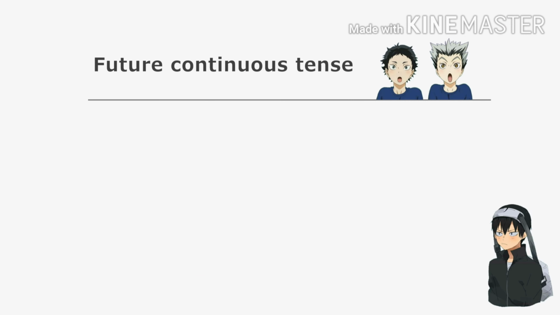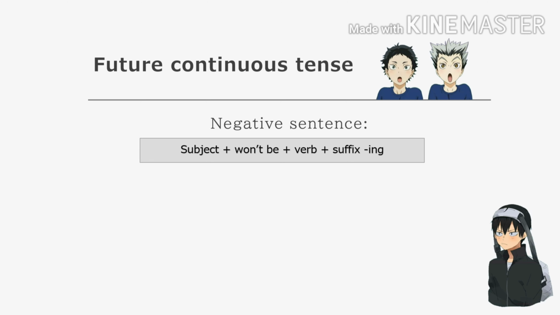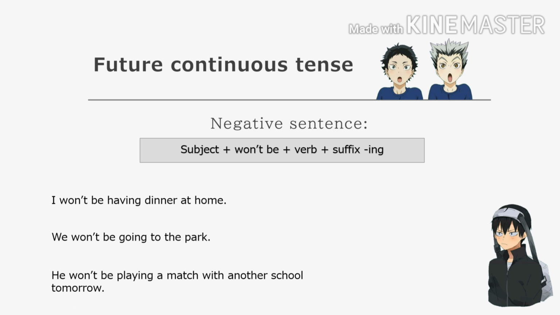Future continuous tenses in negative sentences. Now, subject plus won't be plus verb plus suffix ing is the form. So, I won't be having dinner at home. We won't be going to the park. He won't be playing a match with another school. Here, I, we, and he are the subjects, while three of them would use won't be to show it's a negative sentence. Lastly, having, going, and playing are the verbs.